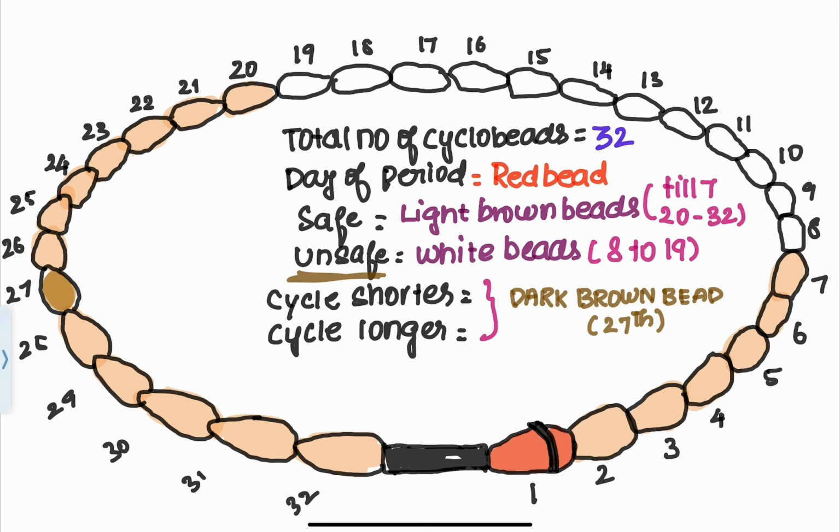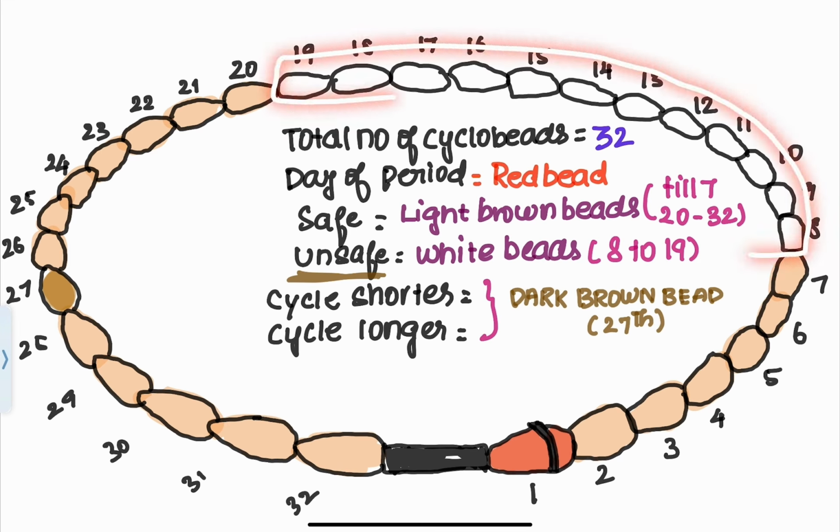Now you may have a doubt: how are you going to identify the safe and unsafe periods with this Tirumala method? It is by the light brown color. Wherever you see light brown, those are the safe days, where the female can have coitus with her partner. Any act of coitus during the light brown beads is never going to result in conception.